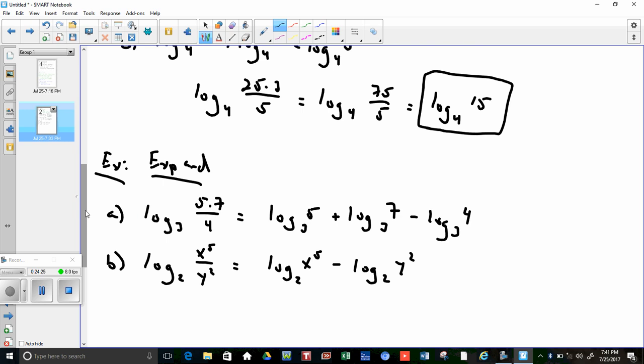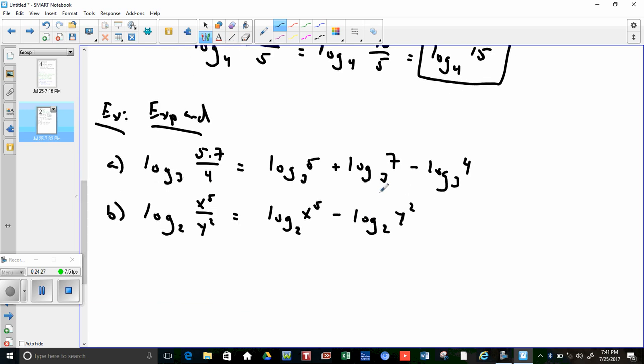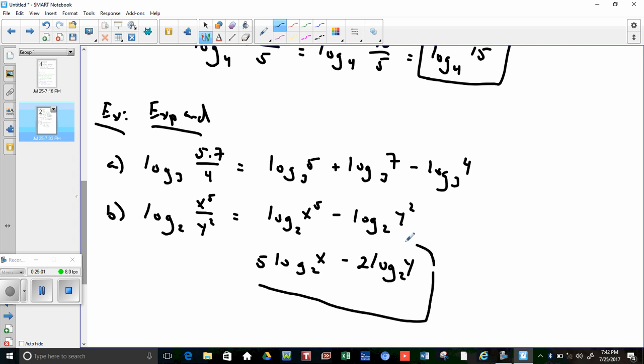And now the only other thing that you should see here is I have exponents. To fully expand these, I've got to bring these exponents of my arguments out to the front. So I can bring the 5 out to the front of this log. So that becomes 5 log x base 2. And this one becomes minus 2 log of y base 2. Simply bringing the exponents to the front. That one is fully expanded.